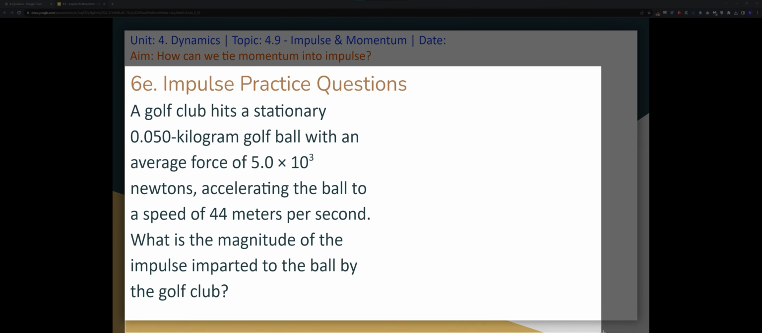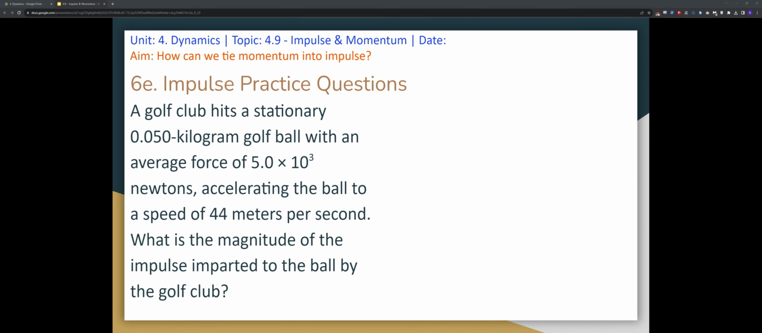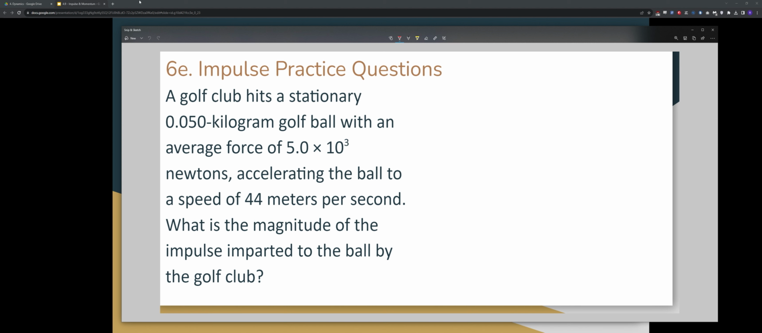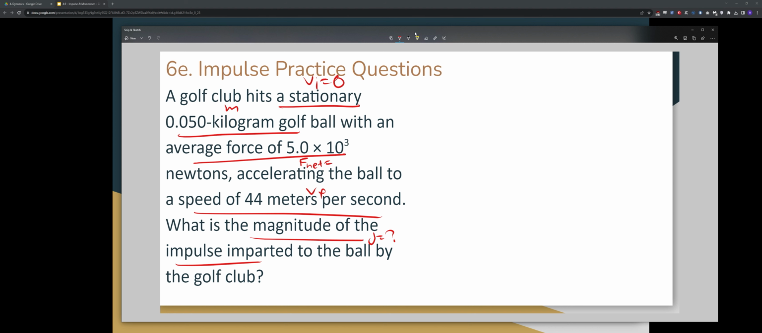We come now to our final question. Again, feel free to pause. Stationary, which means the object was not moving. This is your mass. Average force, so this is your force. Accelerating to a speed of 44 meters per second, so that's final velocity. And what's the magnitude of your impulse? So what is J? Right, so we want to know what J is. Because again, you don't really have time here, right?